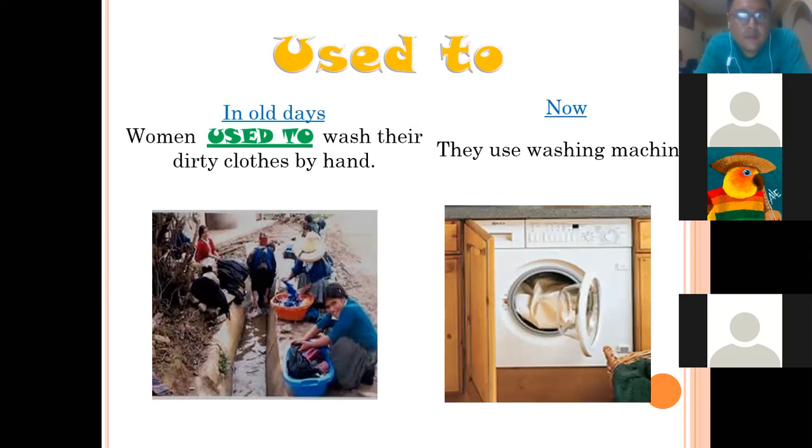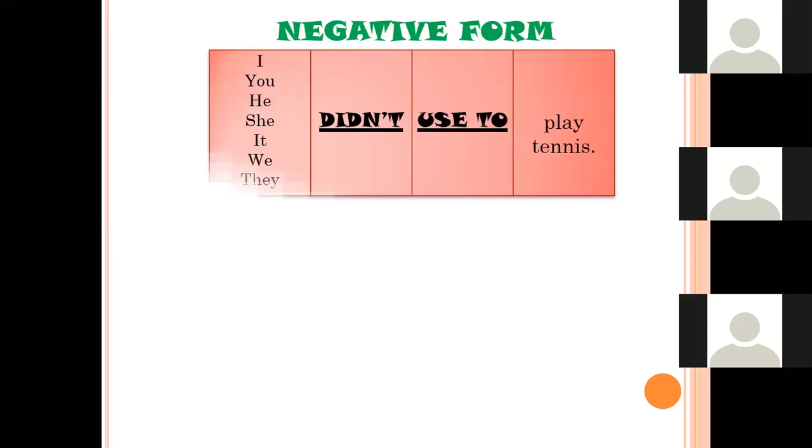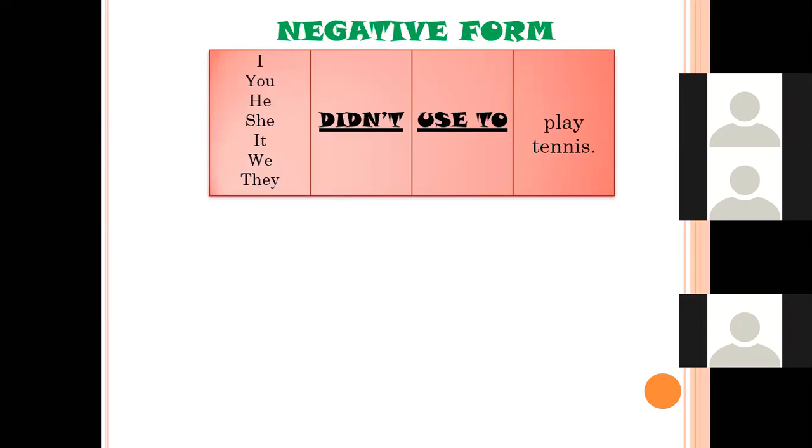All right, let's see. Who else do I have in class here? Federico, next one. Negative forms, Federico. You're going to help me read it. Can you read this for me, please? Negative: I didn't use it to play tennis. Ah, I didn't use to play tennis.